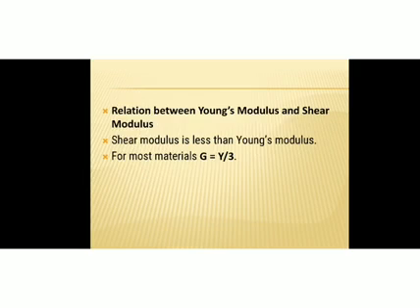Then what is the relation between Young's modulus and shear modulus? See, shear modulus is less than Young's modulus, and the relation is shear modulus G is equal to Young's modulus by 3. That is, shear modulus is just 1/3 of Young's modulus, or Young's modulus is 3 times shear modulus. So shear modulus is always less than Young's modulus, and the relation is G equal to Y by 3.